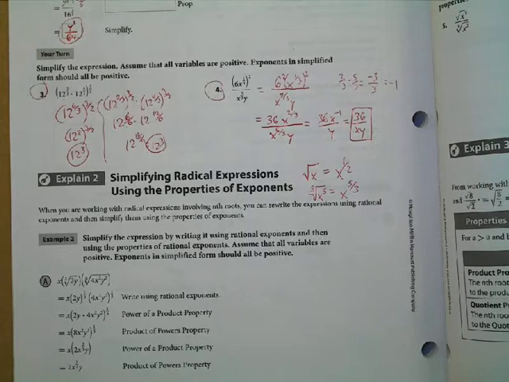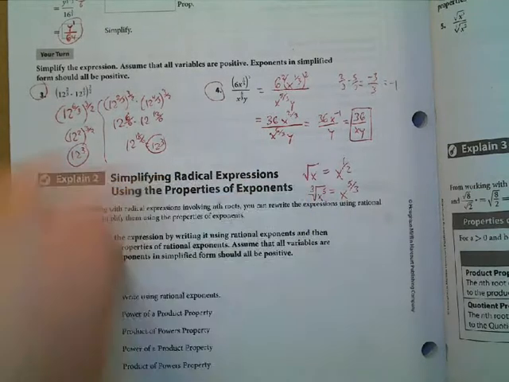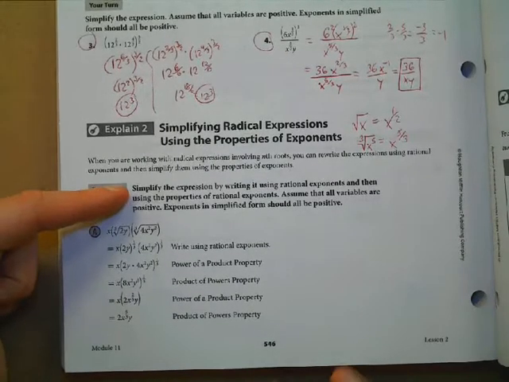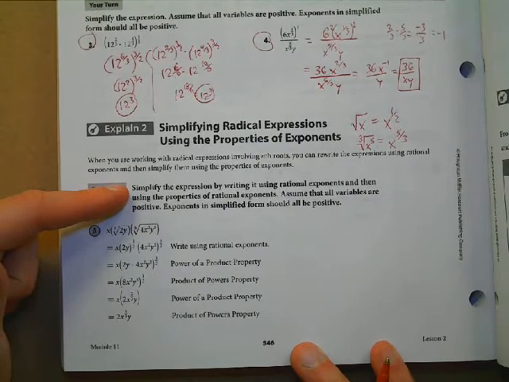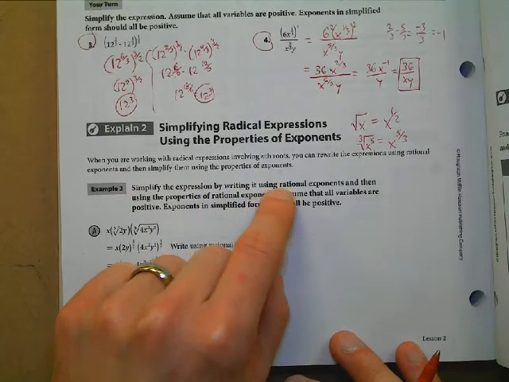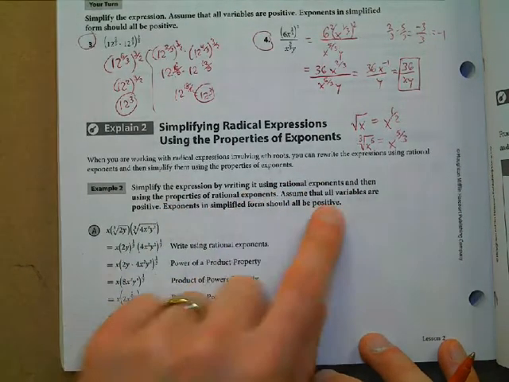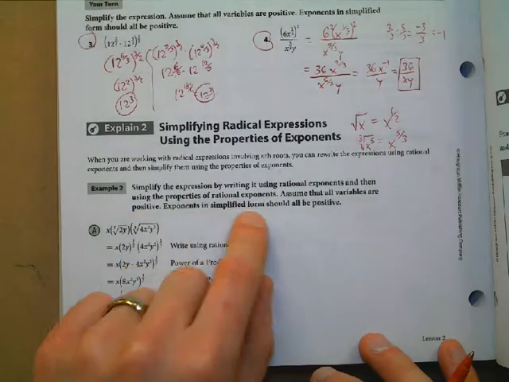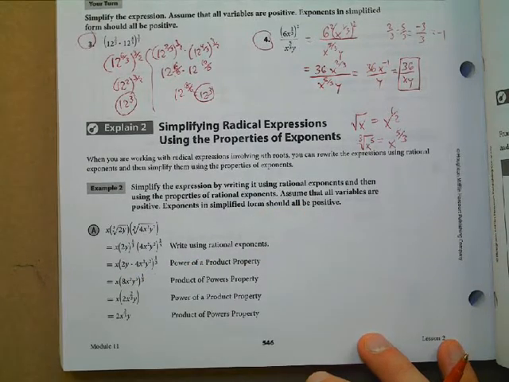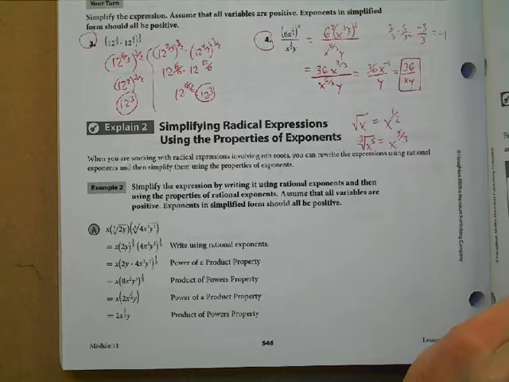It's important that we have a good understanding of this because that's going to be our first step in all these other problems that we do. So for example, the directions here are going to be the exact same as we had before. Simplify the expression, but here's the little extra: by writing it using rational exponents, and then use the properties of rational exponents. Assume that all variables are positive, exponents in simplified form should all be positive. Notice here in this example, we'll walk through this one together.